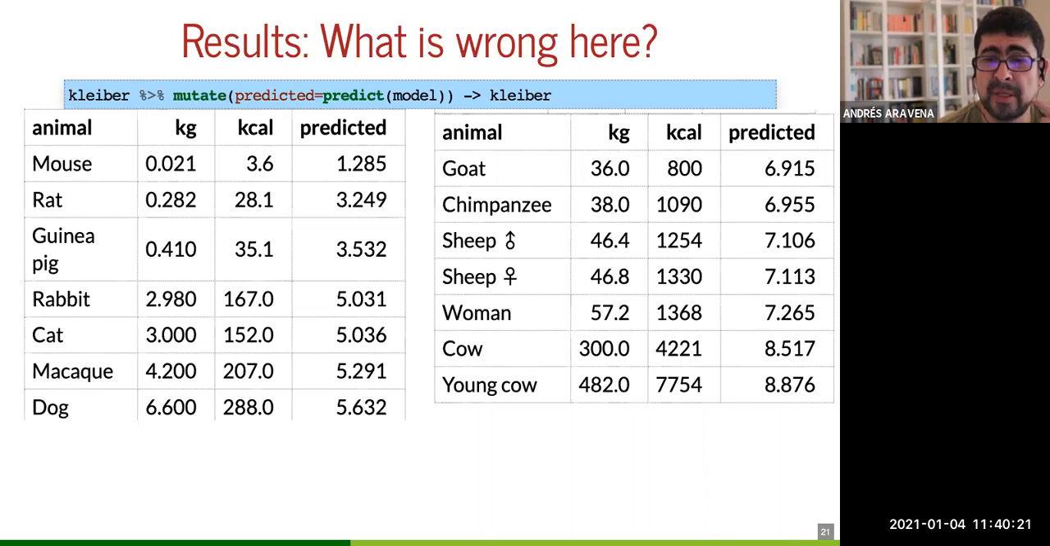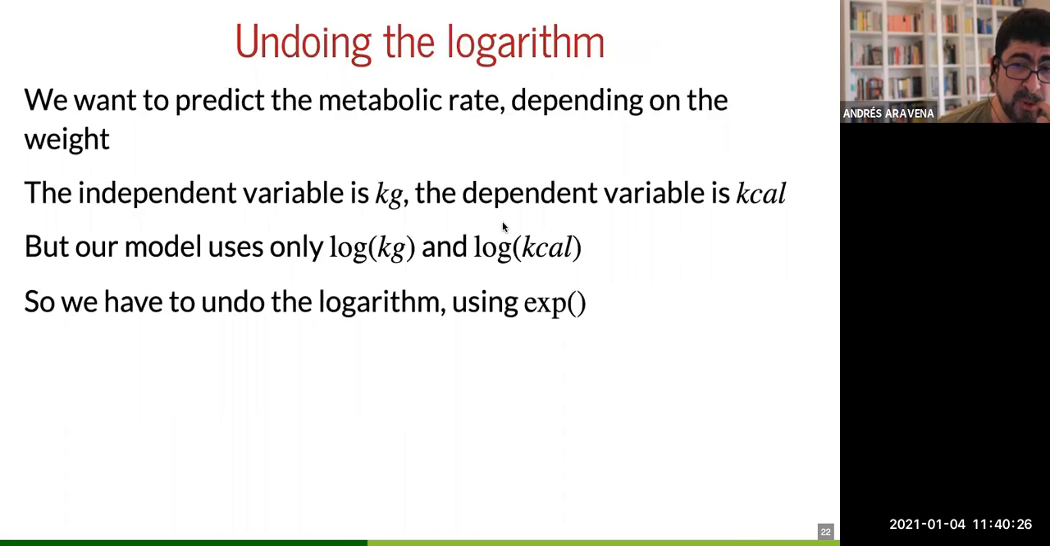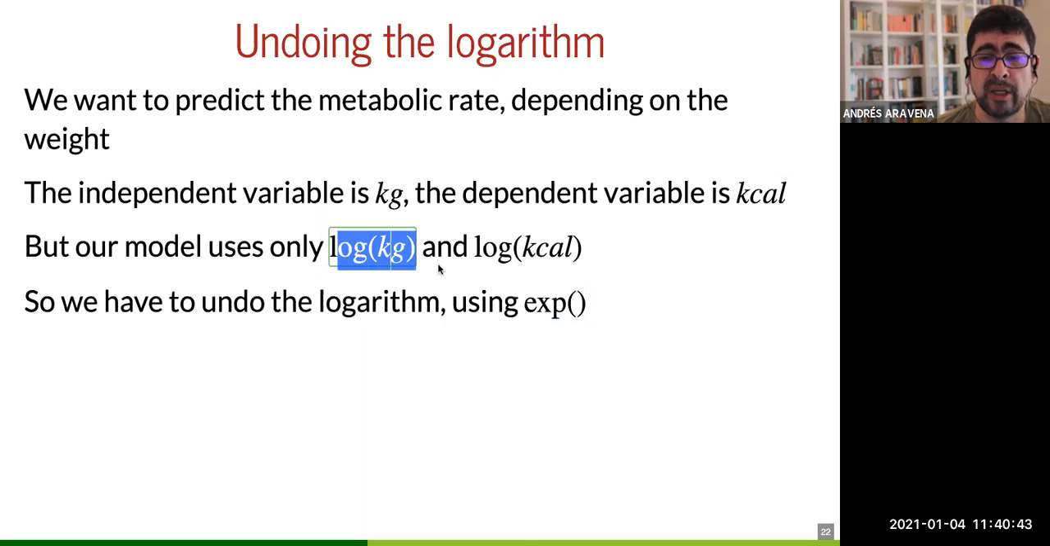Okay, let me give you my version of this thing. What is happening is this. We want to predict the metabolic rate depending on the weight. That was the model. The independent variable is kilogram. The dependent variable is kilocalories. But the model is not made with kilocalories. The model is with log of kilocalories, log of kilogram and log of kilocalories. So we have to undo the logarithm.